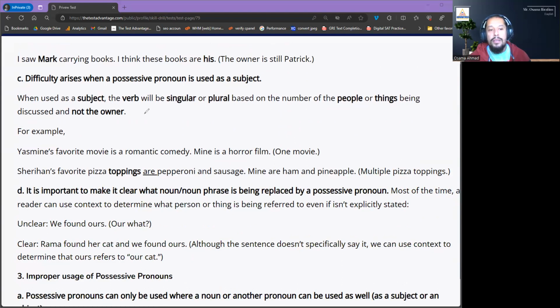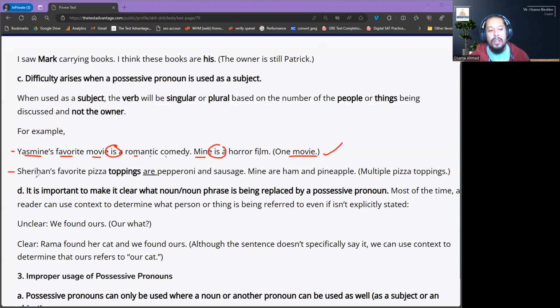C. Difficulty arises when a possessive pronoun is used as an object. So this is a bit confusing sometimes. When used as a subject, the verb will be singular or plural based on the number of the people or things being discussed, not the owner. Wow. Okay. What does this mean? Yasmin's favorite movie is a romantic comedy. Mine is a horror film. Right, one movie, singular verb.